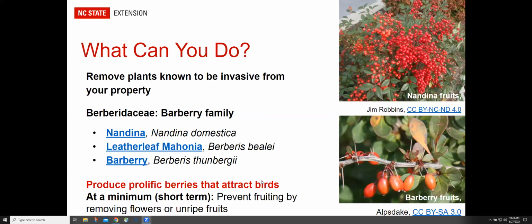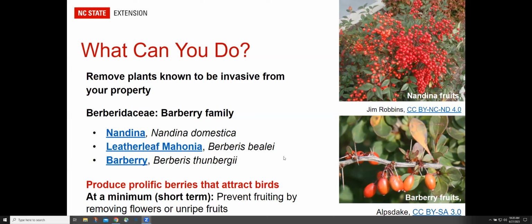So things in this barberry family include Nandina, which is a really common, kind of one of these old-fashioned shrubs, a pass-along shrub, because you can dig up a piece and give it to somebody and they can plant it. It has those brilliant red berries in the winter. Its relatives, the leatherleaf mahonia, which used to be a mahonia, used to be the genus, but now is actually categorized as a barberry, Berberis. And then the barberry itself, particularly the species Berberis thunbergii. And these are concerning because they all produce berries that attract birds. And so they have that potential to spread pretty rapidly.